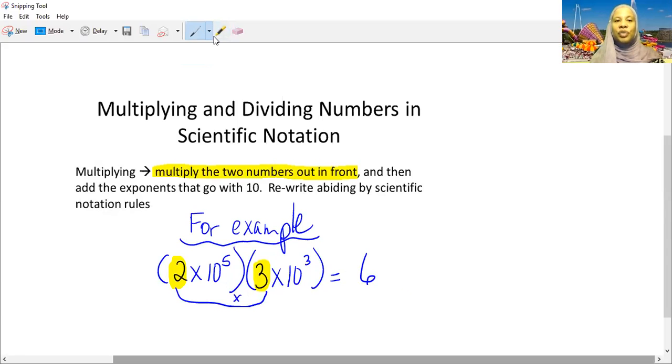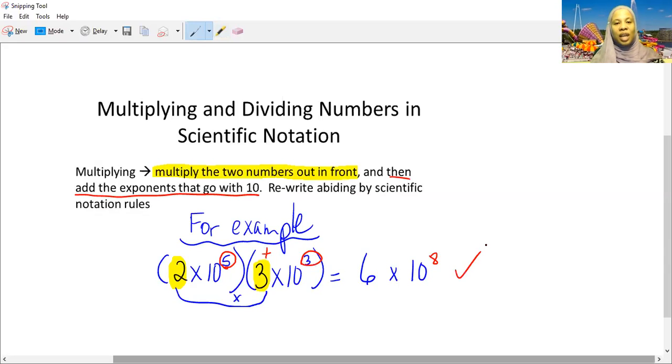Now, for scientific notation, we have to keep our 10. So we just bring the 10 over, okay? Now, the next part of the rule says then you add the exponents that go with the 10. All right, so let's look. This exponent is 5, and this exponent is 3, and we have to add them together. So what's 5 plus 3? 5 plus 3 is 8. So our answer is 6 times 10 to the 8th power.